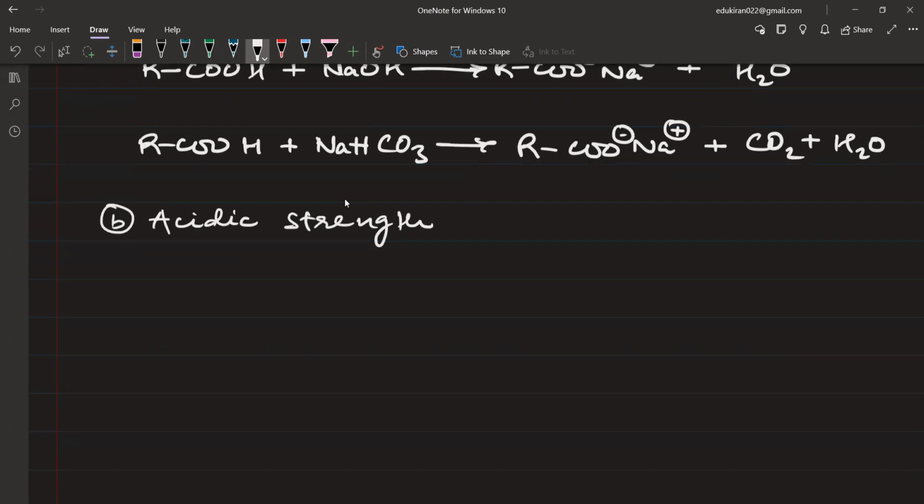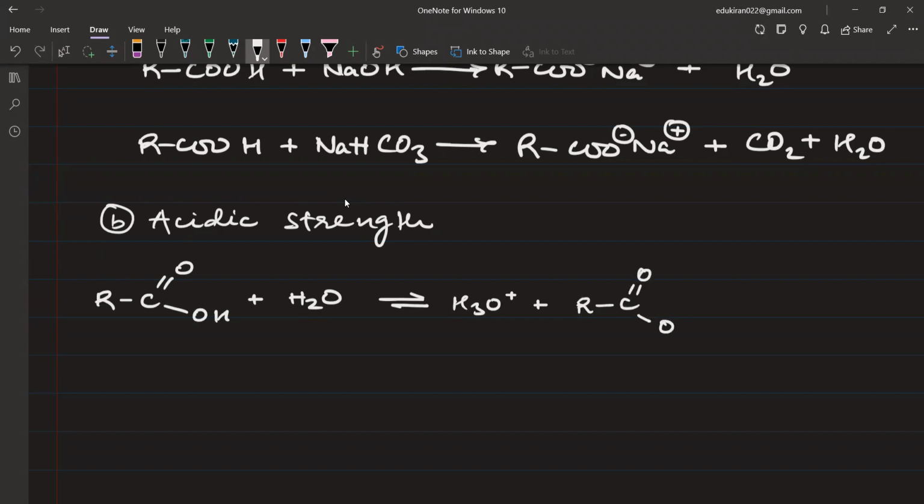Acidic strength is known by the stability of the conjugate base. Acidic strength is basically how easily you can liberate H plus ions. So in water, the carboxylic acid RCOOH plus water, if it liberates the H plus, I will get H3O plus, and I will get the conjugate base, which is R, C double bond O, and O negative.